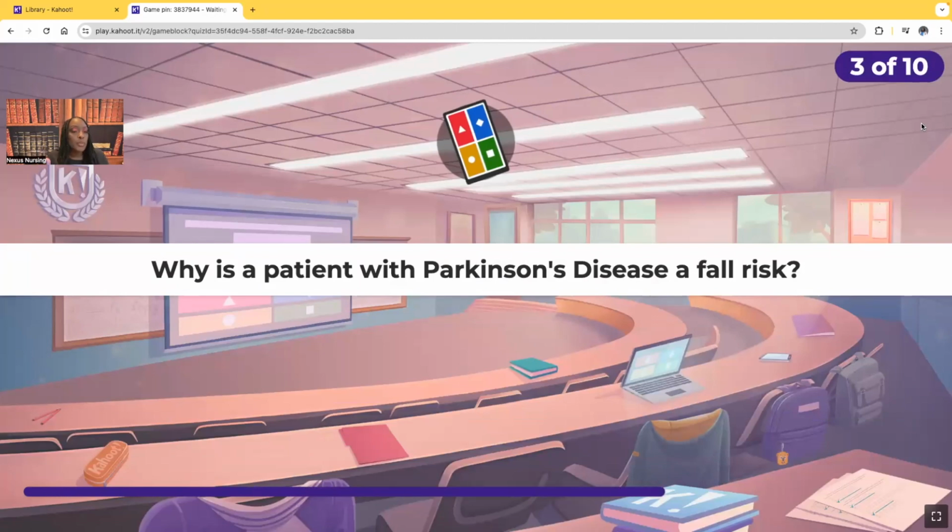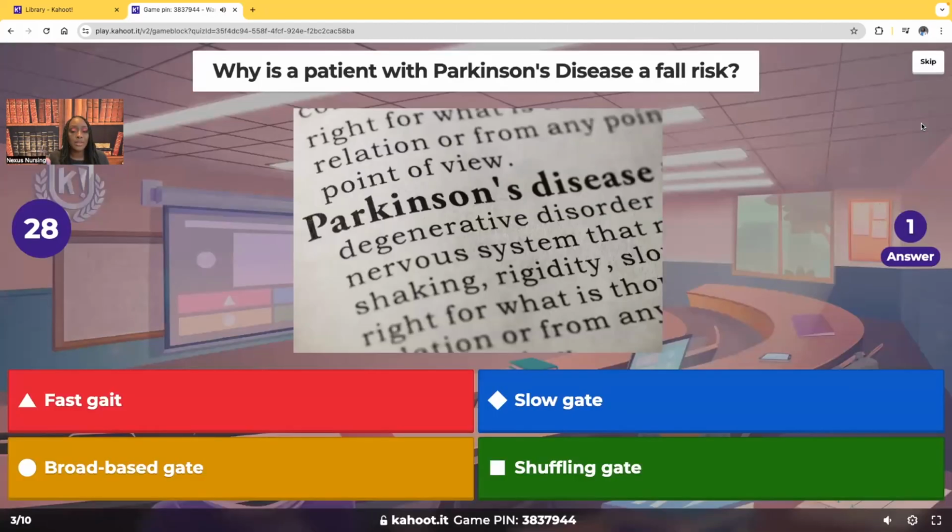Why is a patient with Parkinson's disease a fall risk? Is it because they have a fast gait? Is it because they have a slow gait? Is it because they have a broad-based gait? Or is it because they have a shuffling gait? When it comes to Parkinson's, what makes them the fall risk?